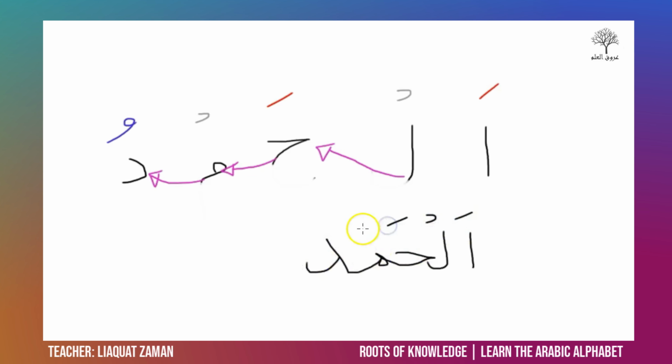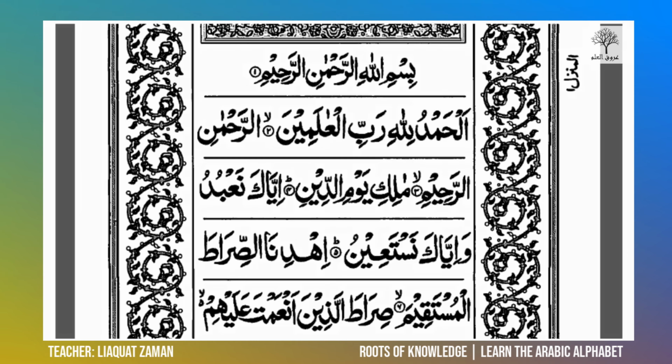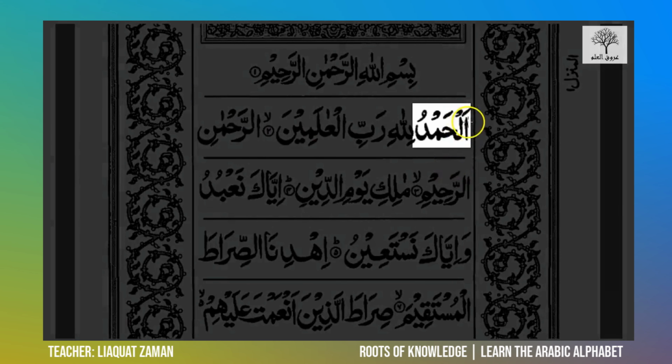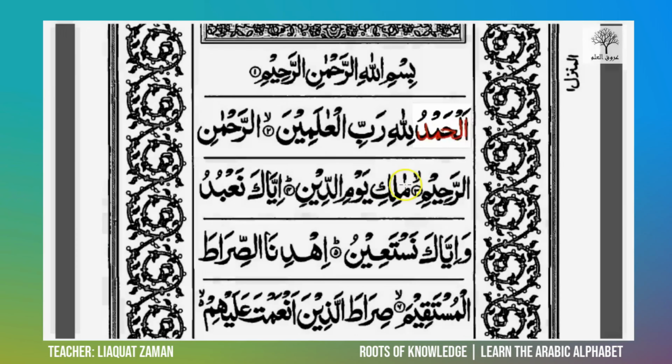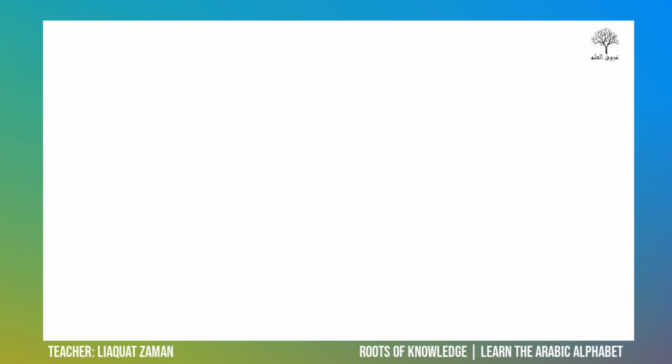So again, exactly the same pronunciation. Al-hamdu. Say it with me. Al-hamdu. Okay, so now in the Quran, it looks like this. Now you can see me writing over it, so you can distinguish the letters. Al-hamdu. This is Surah Al-Fatiha. Al-hamdu.